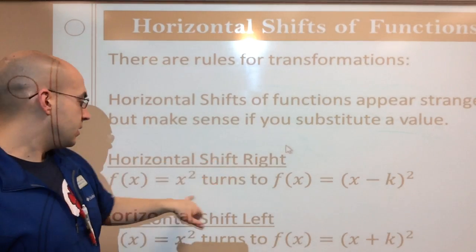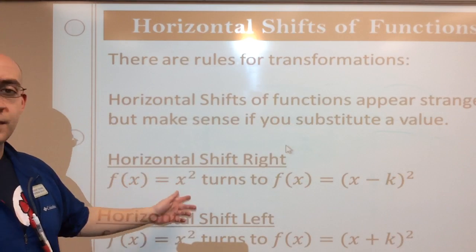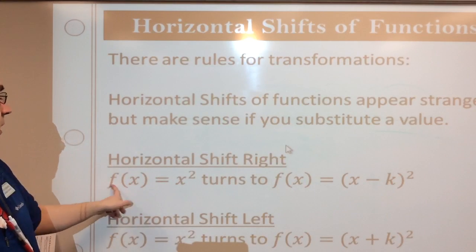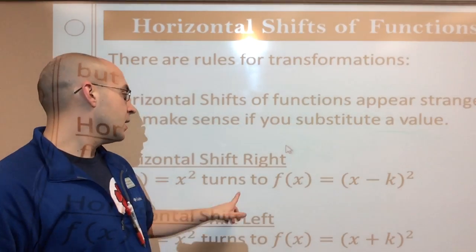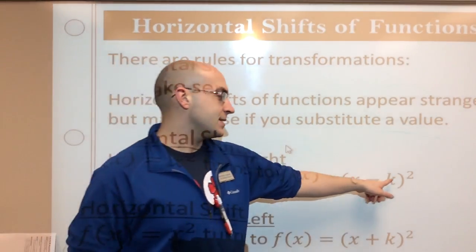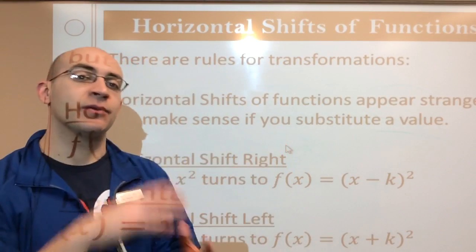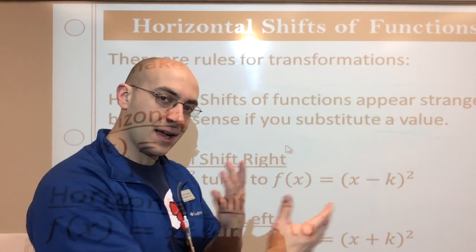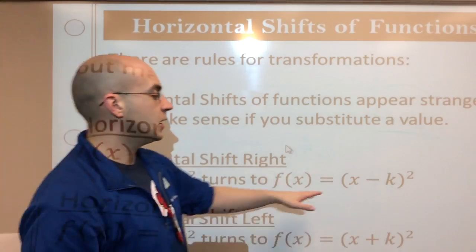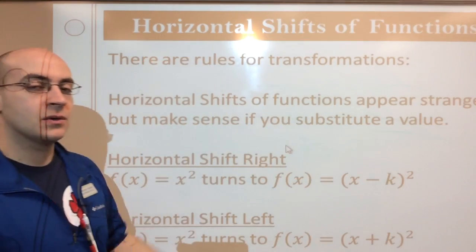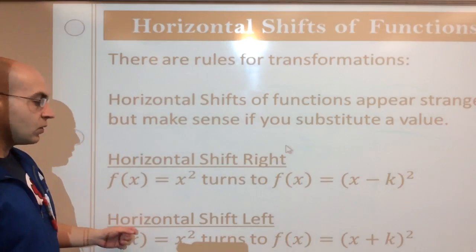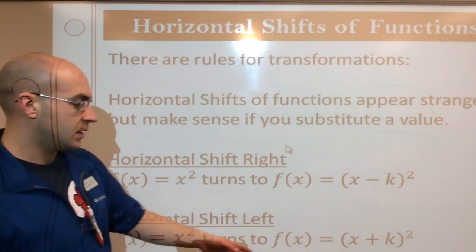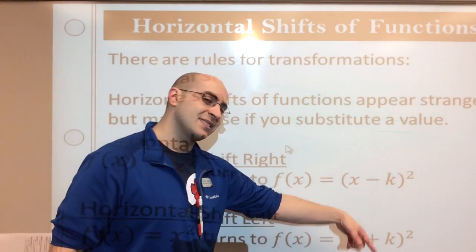Horizontal shift right. We're just going to use the parent function x squared, so the regular quadratic. If f of x equals x squared, and we're shifting it right, we are going to put a minus k inside parentheses before the exponent. So that x value is going to have the minus k there. Think of it like this: minus goes to the right, plus will go to the left. This is exactly what a horizontal shift left does. It's f of x equals (x plus k) squared.